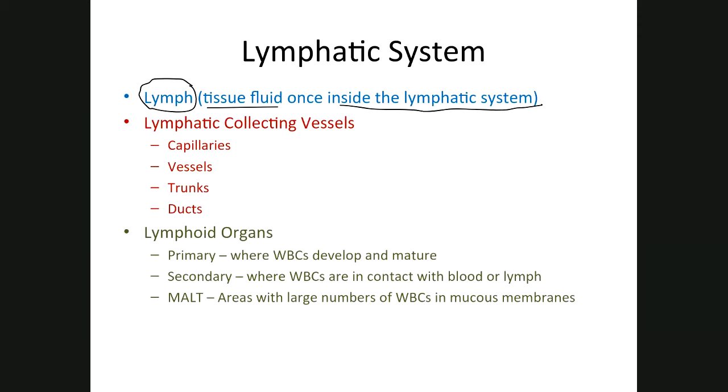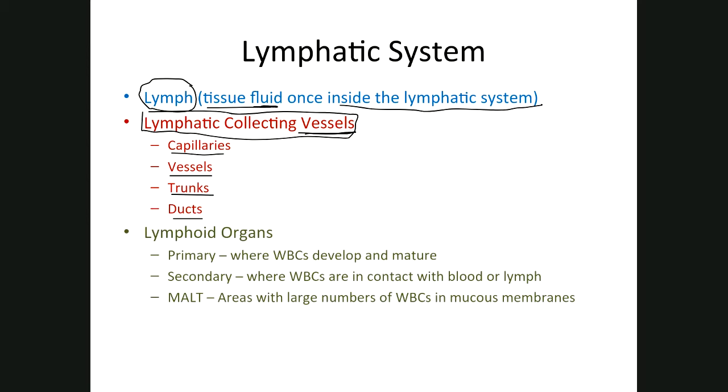And then there are all the vessels that carry the lymph toward the circulatory system. These are going to be things like little capillaries and then bigger vessels and even bigger vessels. And so we're going to see all of these. These are all part of these lymphatic collecting vessels. And so they're going to collect this fluid and they're going to return it to the circulatory system.